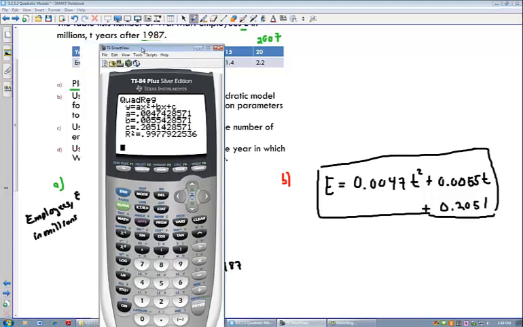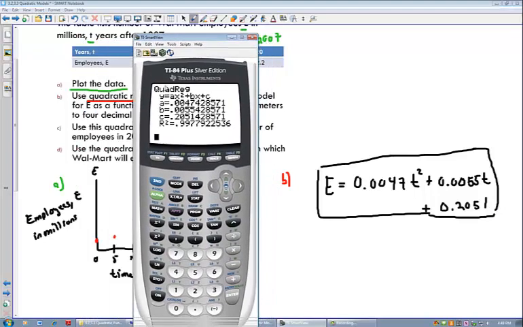If you want to see if it's a good fit, you can graph it on your plot just for fun. We can do this. So let's do it just so you can see that it's a pretty good fit. So 0.0047 x raised to the 2 plus 0.0055x, and then plus 0.2051, and then hit the graph button, and you should see that this quadratic function gives you a great approximation for what's going on here. It fits it almost perfectly.